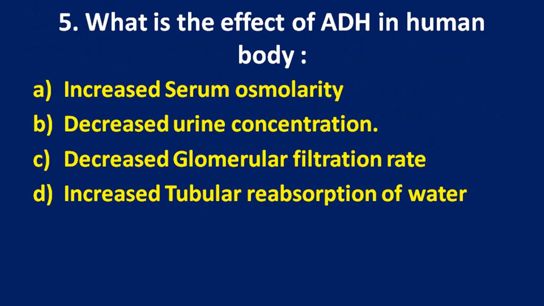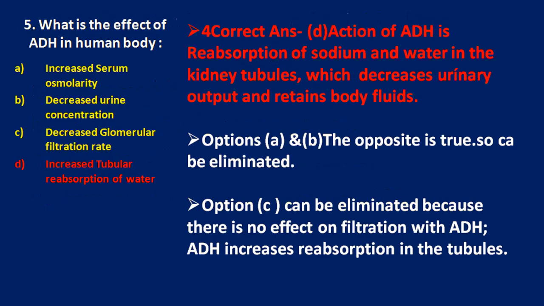Fifth question. What is the effect of ADH in human body? Option A, increased serum osmolarity. Option B, decreased urine concentration. Option C, decreased glomerular filtration rate. Option D, increased tubular reabsorption of water. The correct answer is option D, increased tubular reabsorption of water.